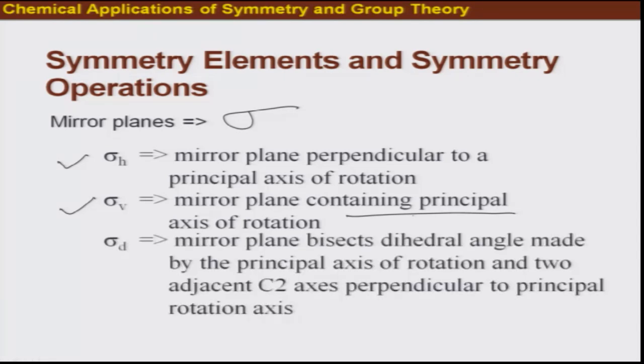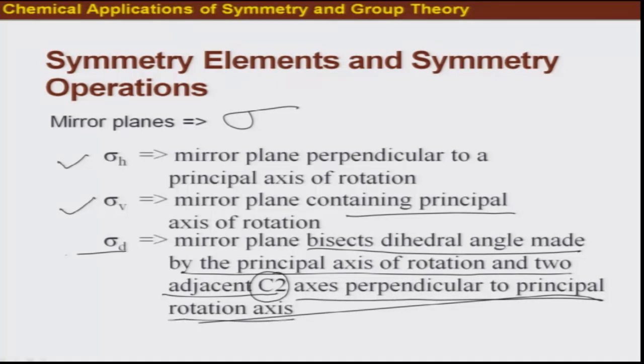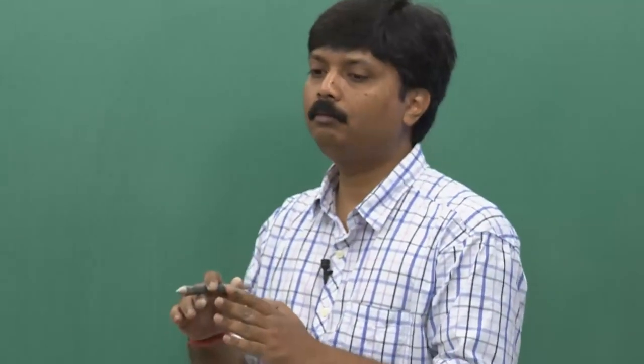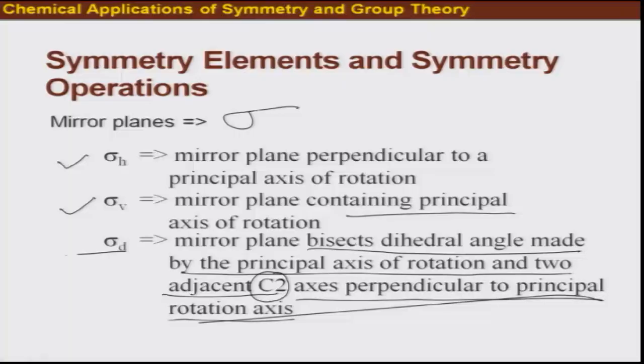There is another type of mirror plane which is known as sigma d. So, sigma d is a mirror plane that bisects the dihedral angle made by the principal axis of rotation and two adjacent C2 axes. Here one note is that this 2 is actually a subscript. Okay. So, this mirror plane bisects the dihedral angle made by the principal axis of rotation and two adjacent C2 axes, which are perpendicular to the principal rotation axis. So, you can see that whatever be the name, sigma v, sigma d or sigma h, their functions are the same. Okay. So, these subscripts v, d and h are just used to separate different planes of symmetry, but their jobs are the same.